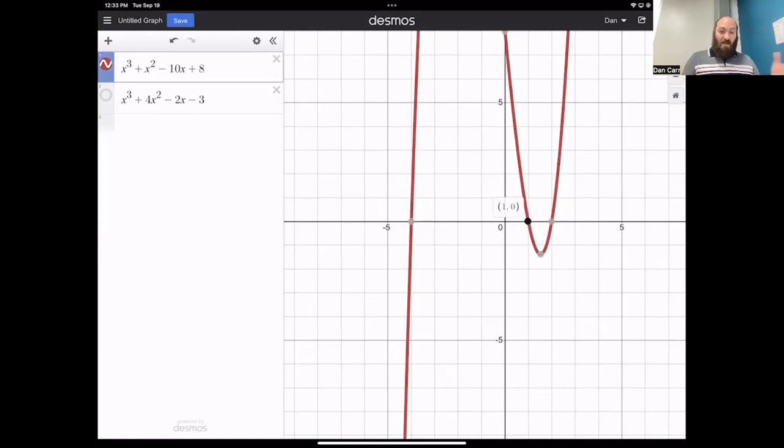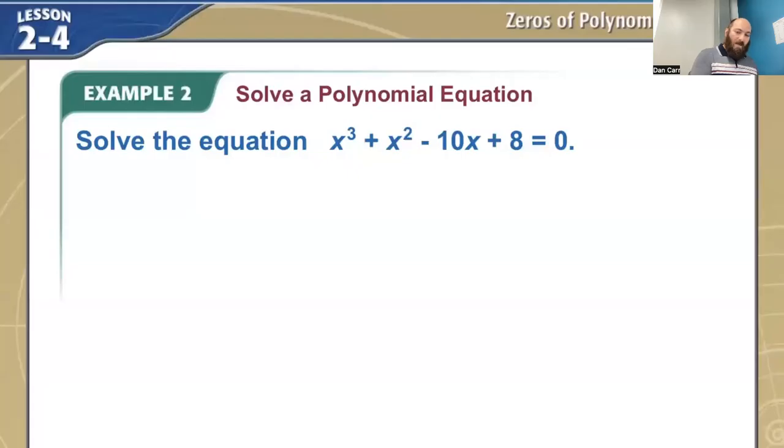If I'm just getting a rough idea, just to make sure, let me test it algebraically, make sure it does cross at 1, 0. So what I mean by that is I'm going to go ahead and do synthetic division by putting 1 here. Okay. And I'm going to do all my other steps. So we got that. And let's see what happens.